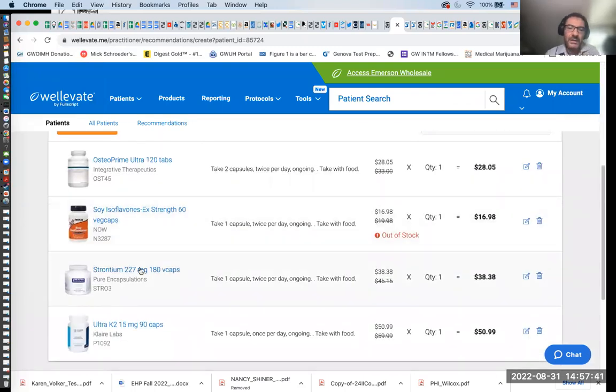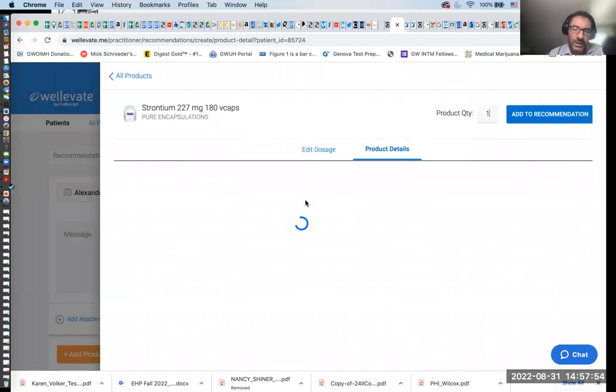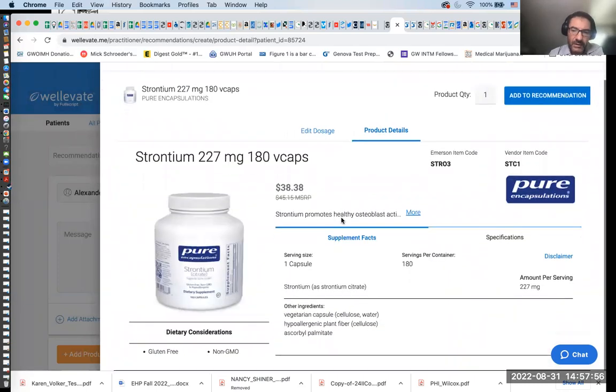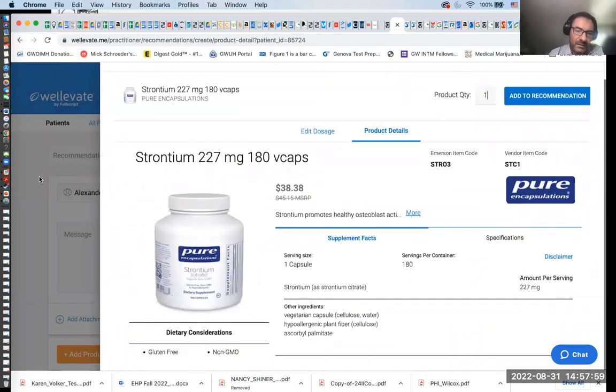Strontium is, again, I'm not going to necessarily discuss this right now because, as I mentioned, it's not for everybody, but usually this is the product I like to use. I use 1 or 2 capsules a day. It's 227 milligrams in this particular formulation, but actually sometimes the capsules will have 300 milligrams. I don't think it makes a big difference.